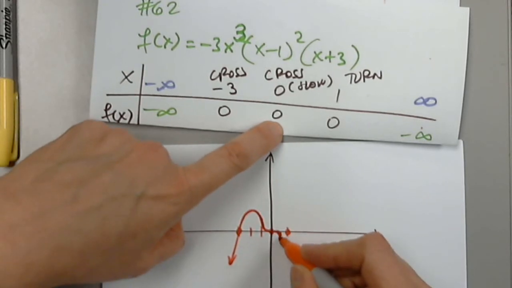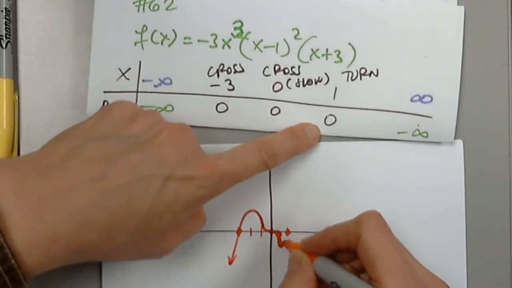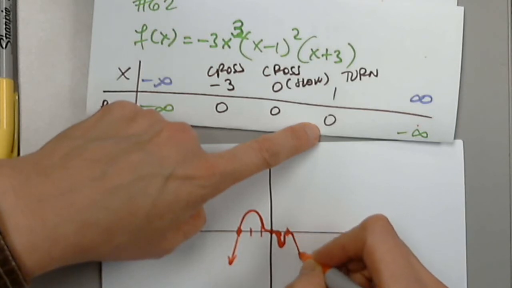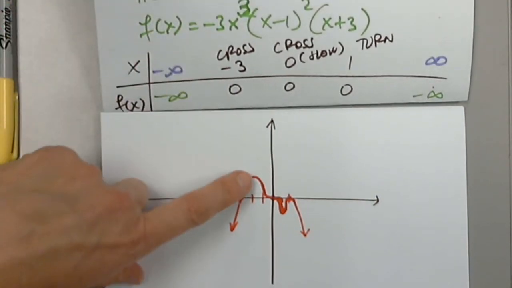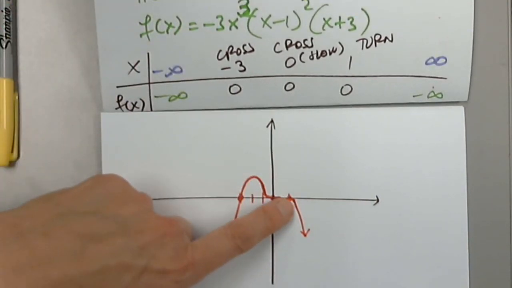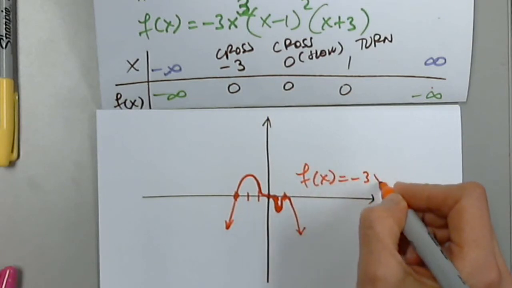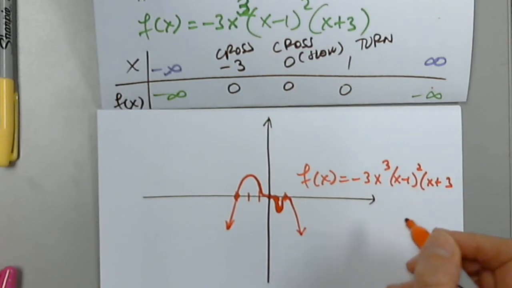It has to come back to a minimum. It has to turn. Difficult here a little bit because they're so close. It has to turn and come back to the x-axis because it has to turn again and then go to negative infinity. It cannot have more than 5 turns. It has 1, 2, 3. So this is the function negative 3x cubed times (x minus 1) squared times (x plus 3).